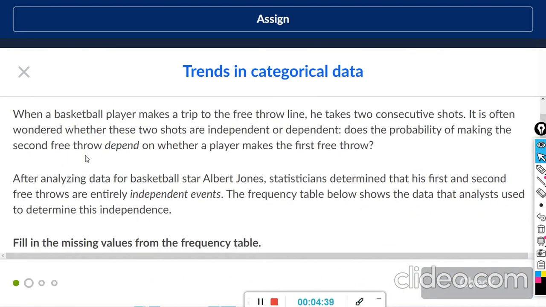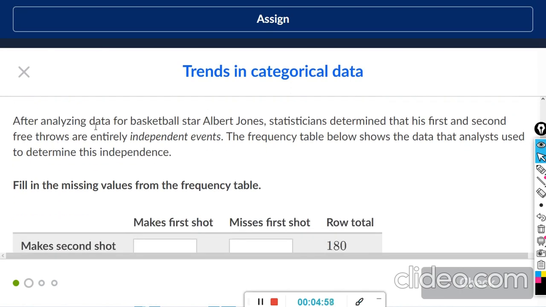Again, the write-up isn't really that important. I'll just read it anyway. When a basketball player makes a trip to the free throw line, he takes 2 consecutive shots. It is often wondered whether these 2 shots are independent or dependent. Does the probability of making the second free throw depend on whether a player makes the first free throw? After analyzing data for a basketball star, statisticians determined that his first and second free throws are entirely independent events. The frequency table below shows the data that analysts use to determine this independence. Fill in the missing values.